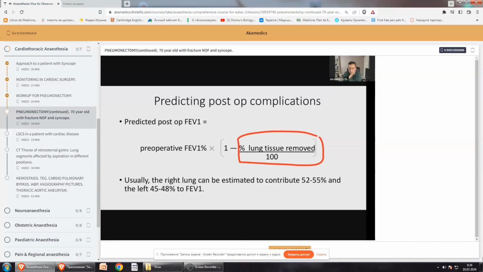It says that usually the right lung can be estimated to contribute 52 to 55%, and the left contributes 45 to 48%. So if you're taking away 1/3 of the right lung, then you're taking 1/3 of the 55%. Or if you're taking half of the left lung, one of the 2 lobes, then you're taking away 24%.